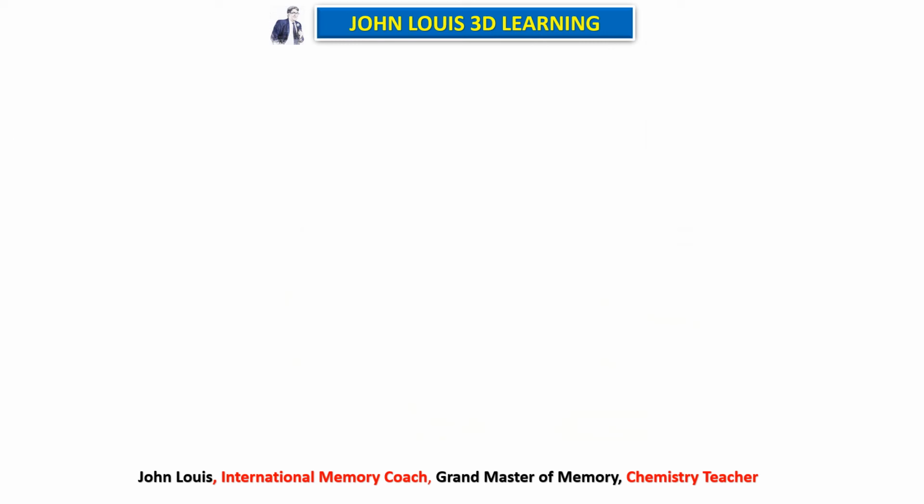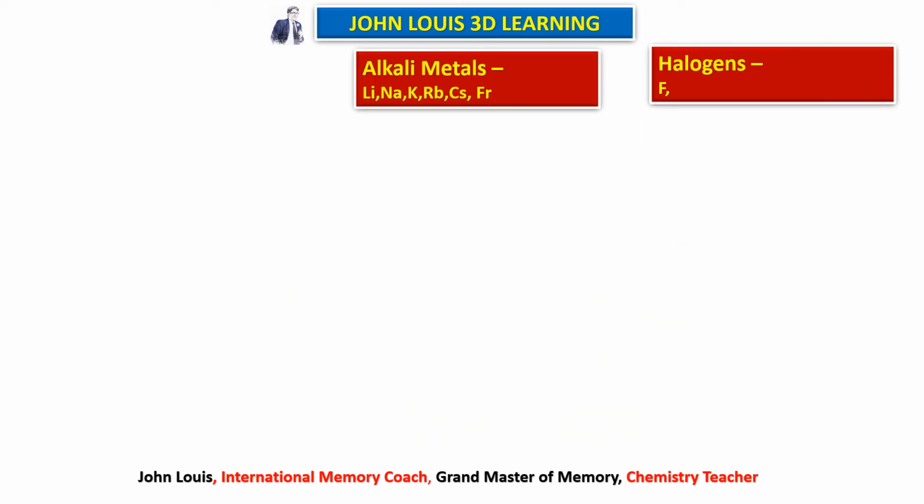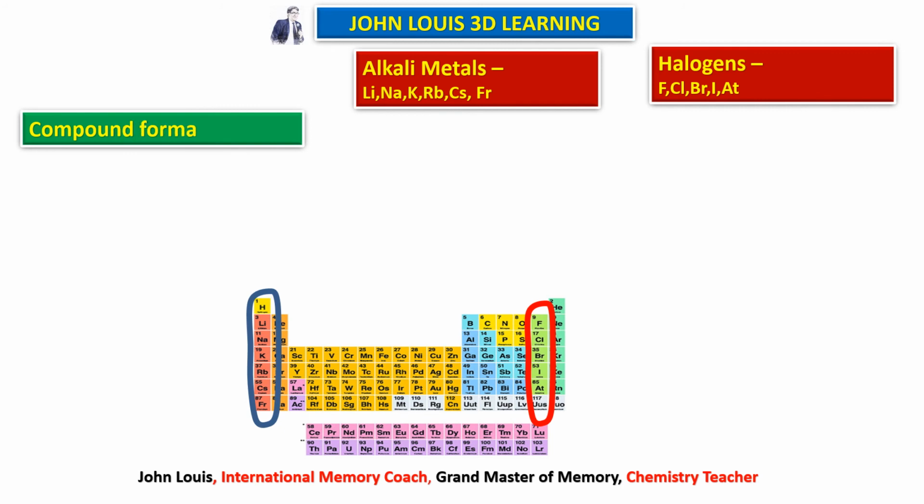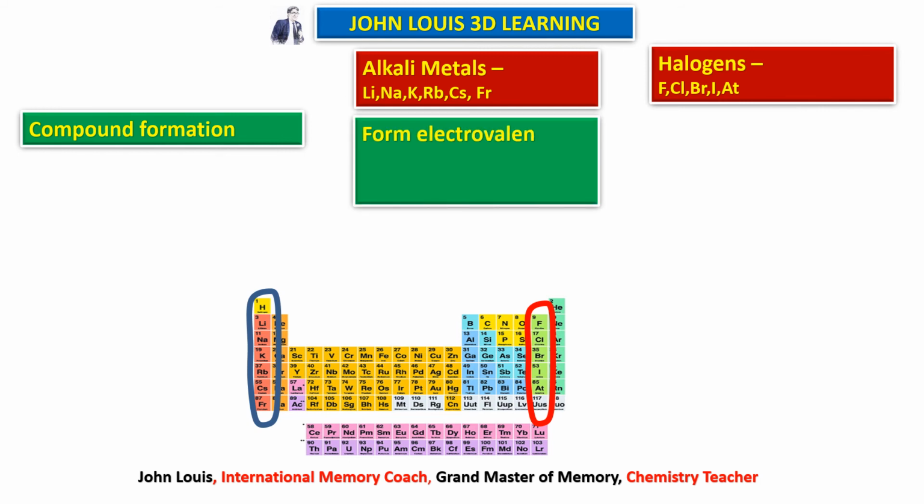Okay, so the next property is compound formation. We have to see whether they form electrovalent compounds or covalent compounds. This is the last property. Alkali metals form electrovalent compounds with non-metals. All the alkali metals can donate electrons, and non-metals can accept electrons. Therefore, they can create a bond between themselves and non-metals by donating their electrons.